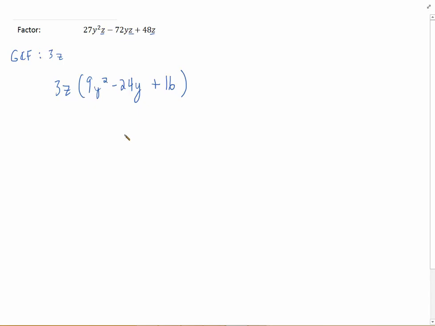And now I look at this a little further, and what I notice is my first and last terms in the trinomial, those are perfect squares. 9y squared is the square of 3y. 16 is the square of 4. And what I now notice is, if I look at those, 3y times 4, and I double it. So notice if I take 2 times 3y times 4, that's 24y. And so what that tells me is that this trinomial is a perfect square trinomial.